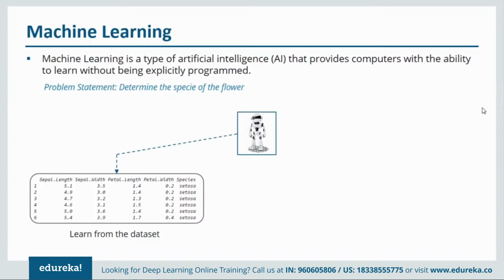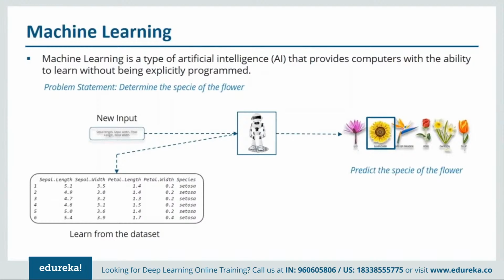Now what happens next? So you have trained your machine from the data set. Then whenever you give a new input to this particular machine, it will predict the species of the flower. So this is how machine learning works. It is nothing but machine learning in a nutshell.